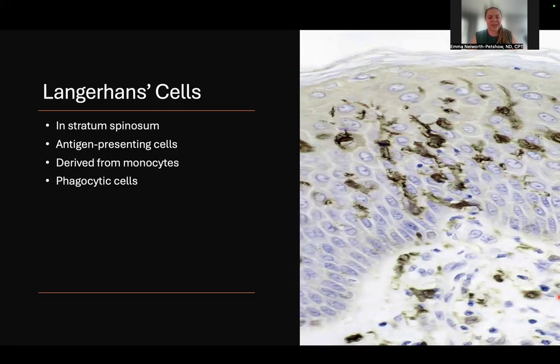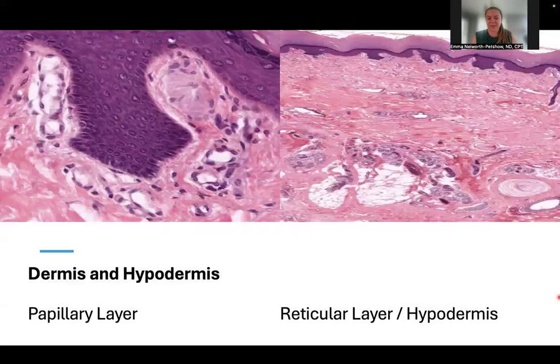Our Langerhans cells are located in the stratum spinosum layer, and these are antigen-presenting cells that are derived from monocytes. They are also phagocytic cells, and they're a part of our immune system signaling. When we come back, we will look at the next layer, the dermis and the hypodermis.